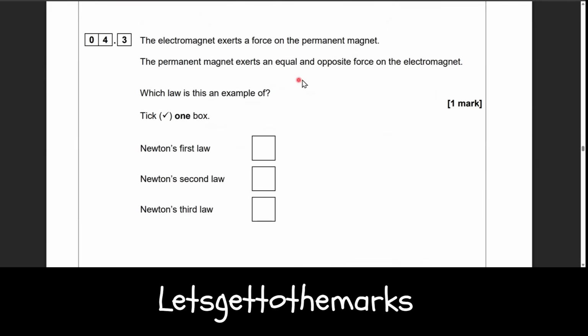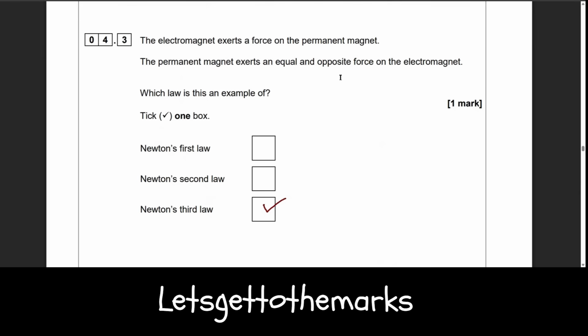The permanent magnet exerts an equal and opposite force on the electromagnet. Which law is this an example of? So you've got Newton's 3 laws. They're testing you on those laws. I'll go through each of the laws for you, but pause the video, see if you can find the right box, the right answer, equal and opposite. And the correct answer is Newton's third law. He actually said every action has an equal and opposite reaction. So that's the same one.